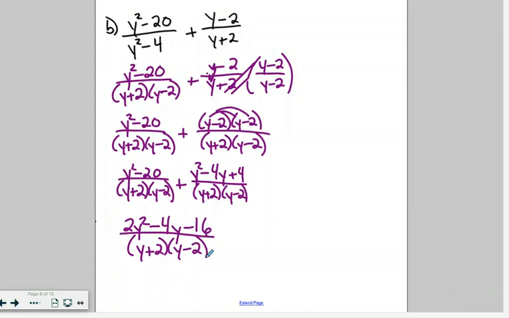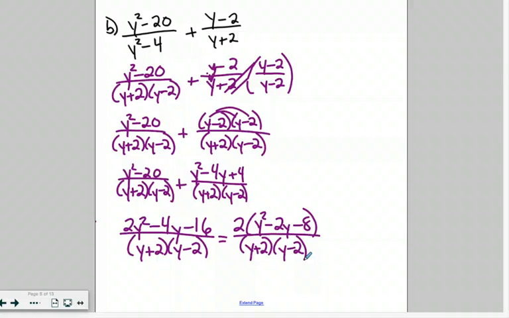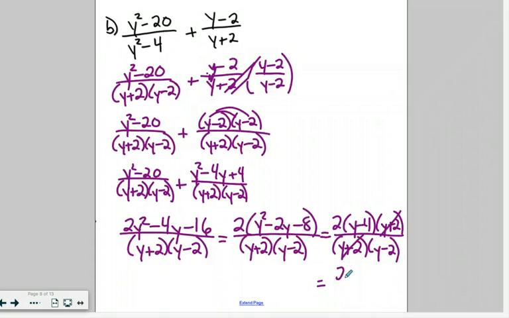Now I can attempt to factor my numerator. So I can start by factoring a 2 out of the whole thing, and I'm left with y squared minus 2y minus 8 all over y plus 2 times y minus 2. Looking for two numbers that multiply to give me negative 8 but add to give me negative 2: negative 4 and plus 2. So this now factors into 2 times y minus 4 times y plus 2, all over y plus 2 times y minus 2. Cancel your y plus 2's, and you're left with 2 times y minus 4 all over y minus 2 as your final answer.